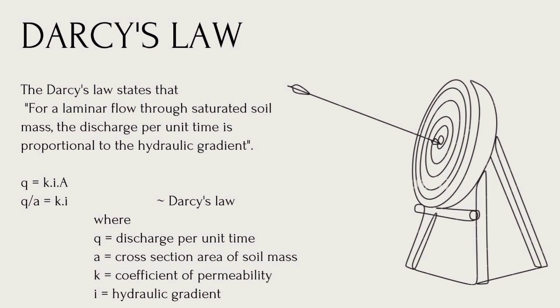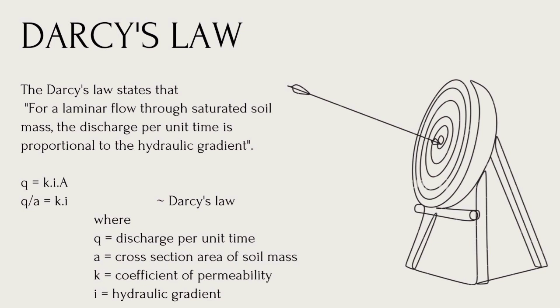Darcy's flow velocity for laminar flow is defined as the quantity of fluid flow along the hydraulic gradient per unit cross-sectional area. As you can see in the mathematical equation here, v is equal to discharge per unit time, k is equal to coefficient of permeability, A is equal to cross-sectional area, and i is equal to hydraulic gradient.